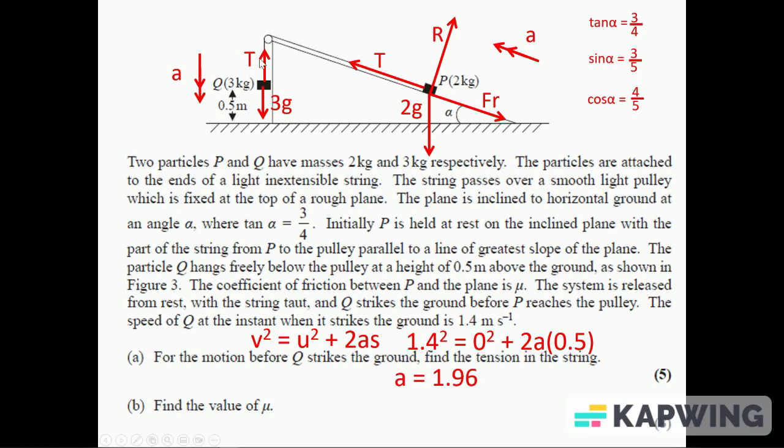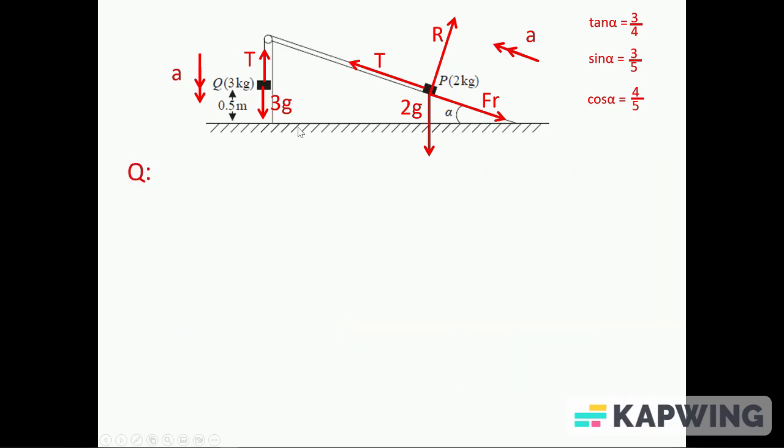So we know the acceleration now, so we can find out what the tension is. Just by looking at Q, the equation of motion: 3g acting down minus the tension, which is pulling it back up, is equal to 3 times a. So the tension is going to be 3g minus 3a, and that gives me 23.5. It's 23.52 exactly, but write it to 3 significant figures because we're using g as 9.8.